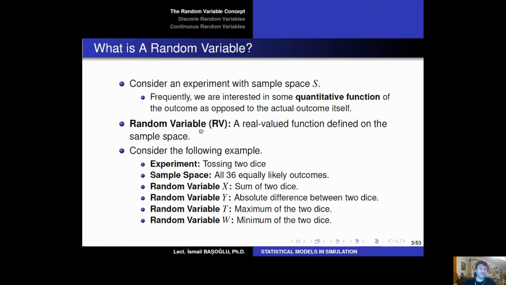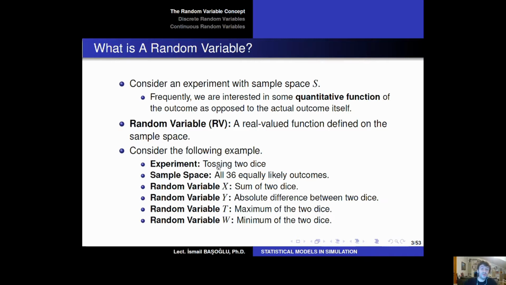And this is called a random variable. A random variable is a real valued function defined on the sample space. If the outcomes are converted into real values by defining a function, that function is called a random variable.